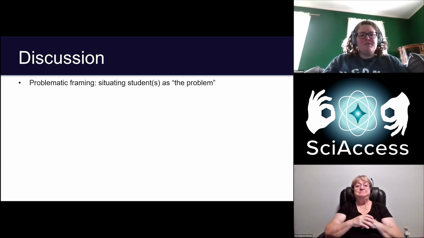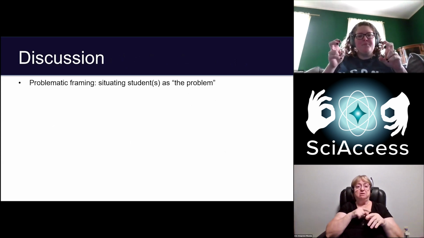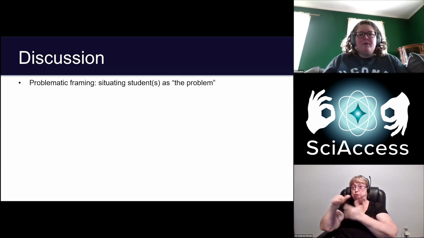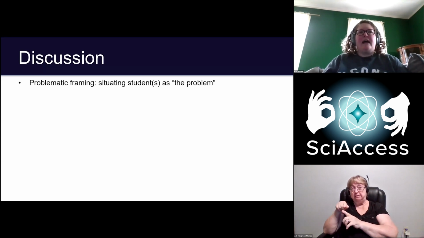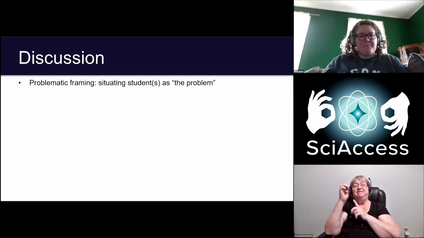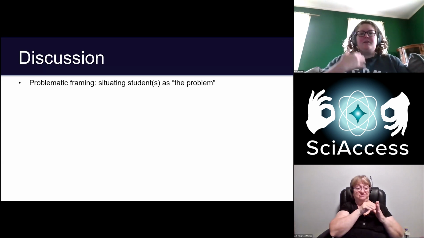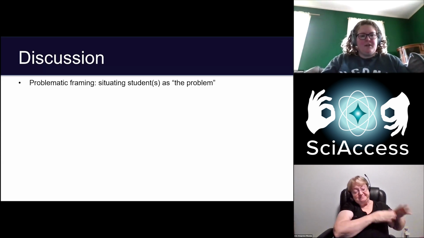So overall, there was this problematic framing of situating the students as the problem. And if we think about the social model of disability, the students aren't the problem, right? The environment that has the barriers is the problem. So we need to move away from this individual model of disability towards a more social model in our research.